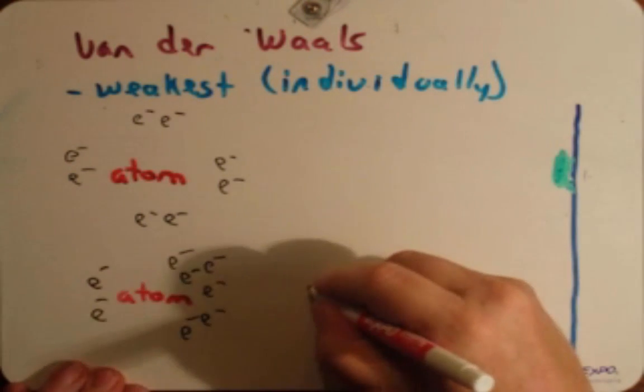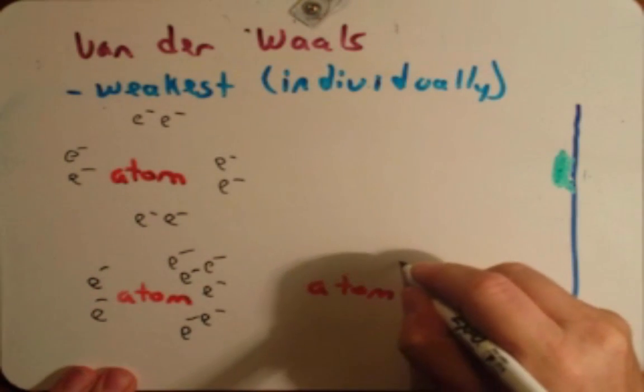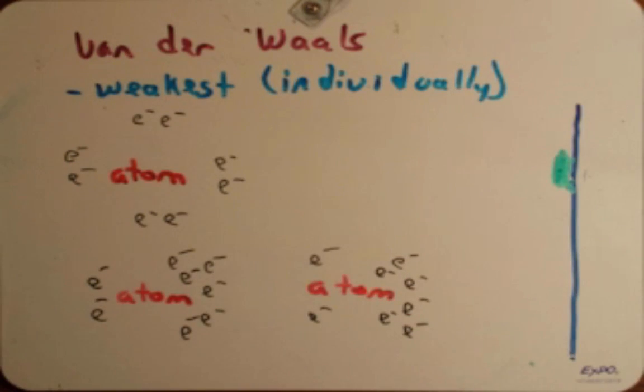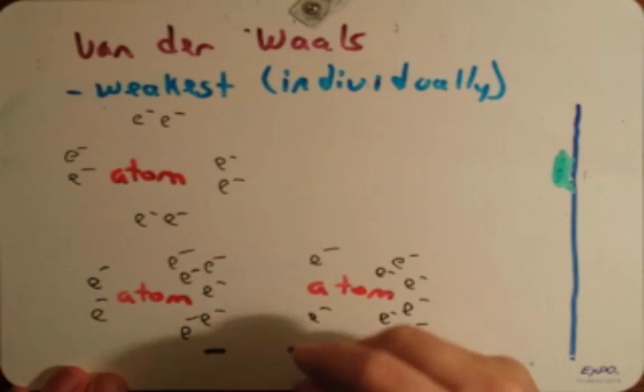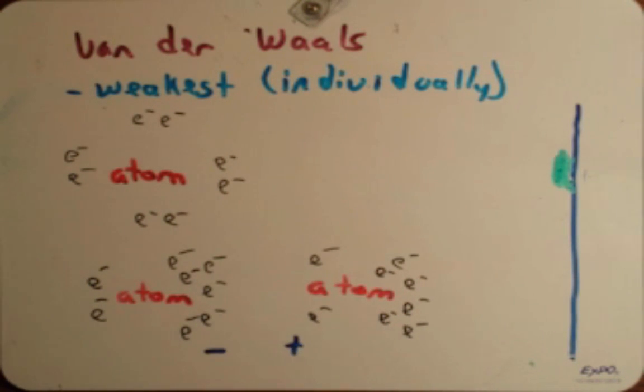And over here you had an atom that also had this disproportional distribution of the electrons, but in this case most of them were on this side. What happens now is on this side we have this partial negative charge, and over here we have a partial positive charge. And so we can form this really temporary and weak bond.